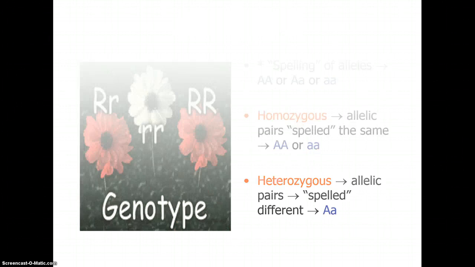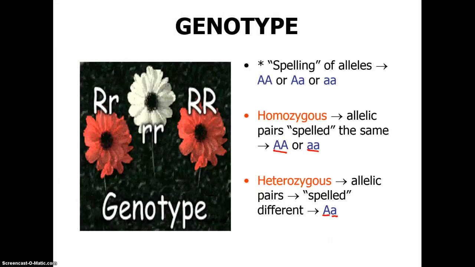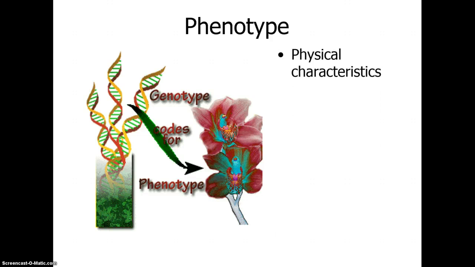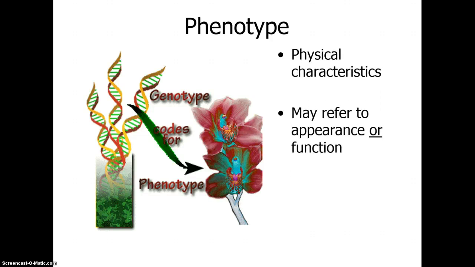Okay, now what's phenotype? Wait, hold on. Genotype is referring to the genes. Okay, the actual DNA, what's being coded for from the DNA. Phenotype is going to be physical characteristics. They can refer to function, can refer to appearance, something physical.